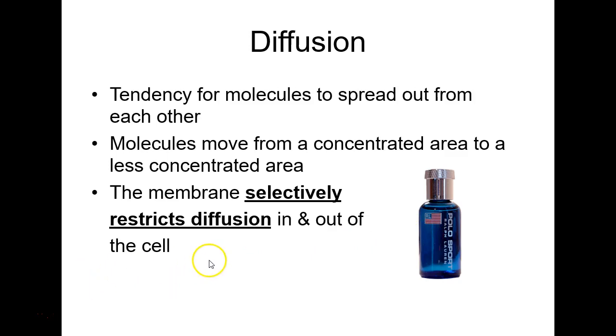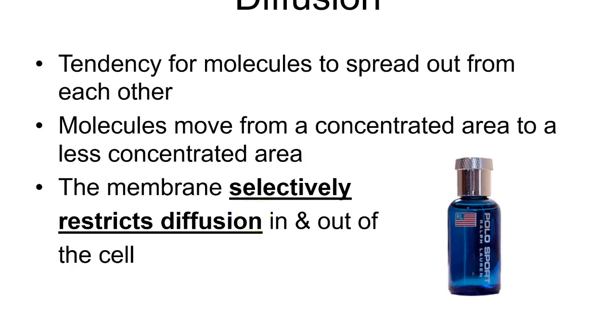Okay. The membrane, can something diffuse across the membrane? Yeah, if it's got the right size, shape, charge, or solubility, and a concentration gradient. The membrane selectively restricts diffusion into and out of the cell. Okay.